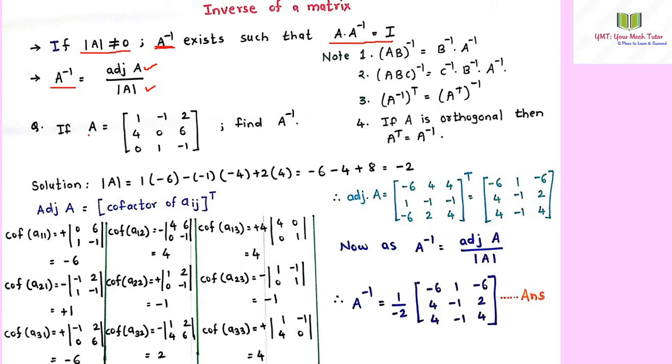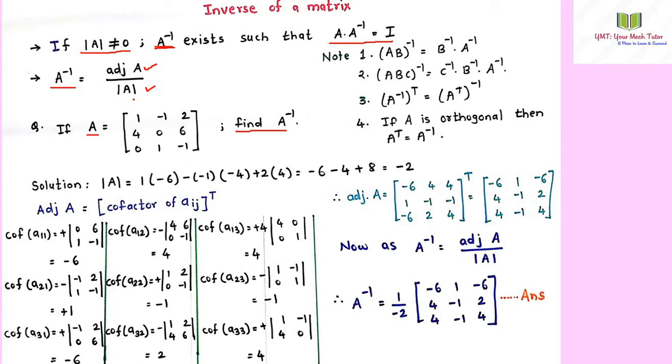Now suppose a matrix A is given to you: 1, minus 1, 2; 4, 0, 6; 0, 1, minus 1, and it is asked to find A inverse. Now we know what A inverse is: the adjoint of A divided by the determinant of A.